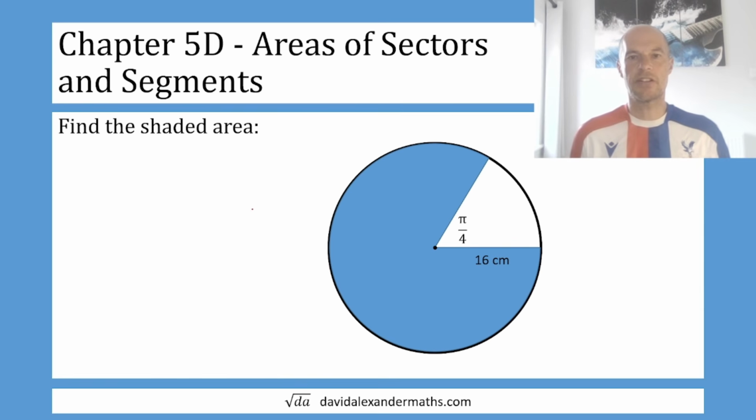Let's take a look at another example. The shaded area is obviously the blue bit. So if this is pi over 4, then the rest is going to be 2 pi minus 1 pi over 4. So 2 pi in terms of quarters, that is 8/4 pi. So if it's 8/4, take away 1/4, then this is 7 pi over 4.